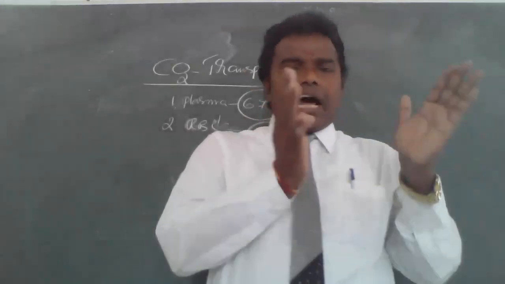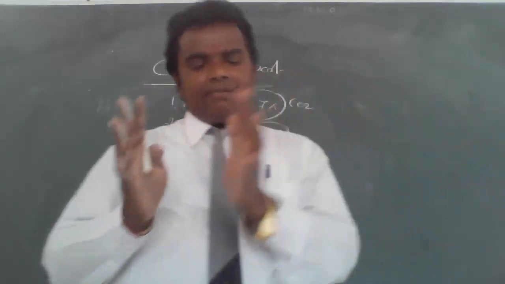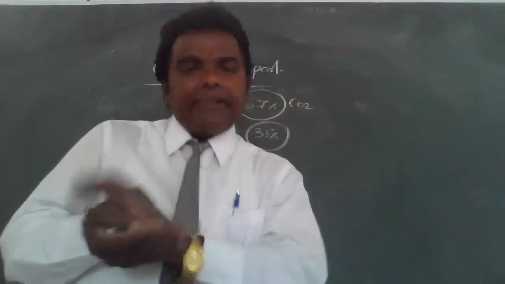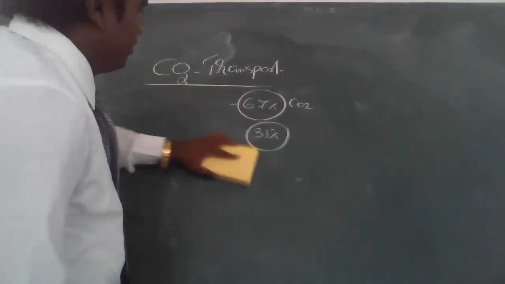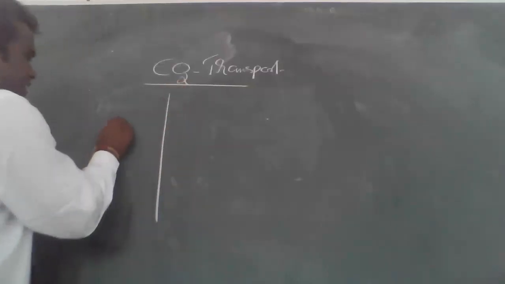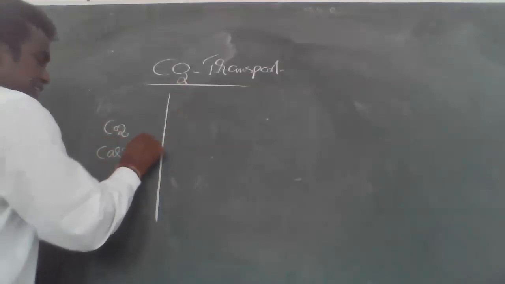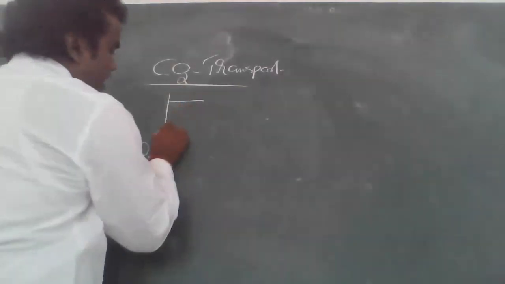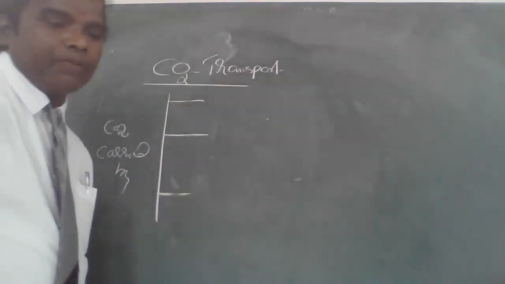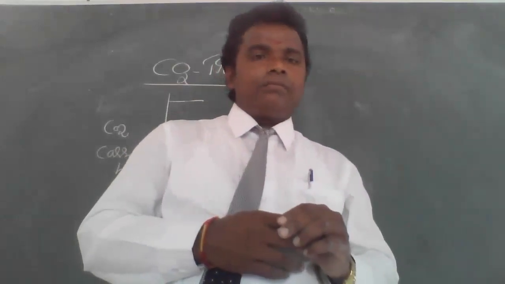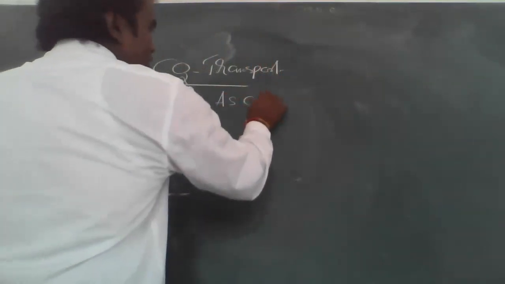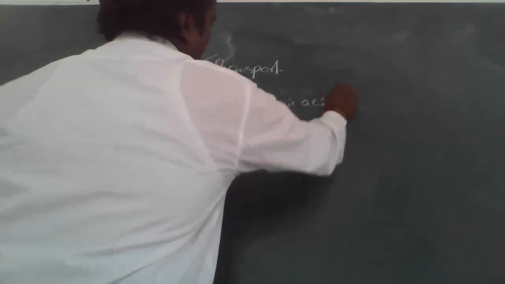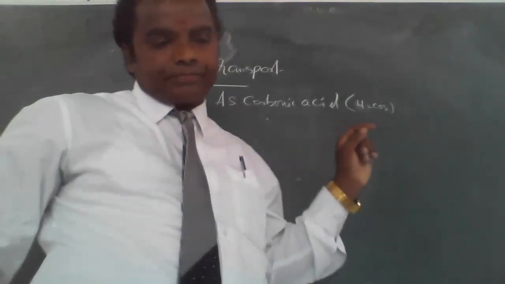Next, the carbon dioxide is carried in 3 forms. How many forms? 3 forms. Number 1, number 2, number 3. Number 1 is carbon dioxide transport as carbonic acid, that means H2CO3. Remember one thing.